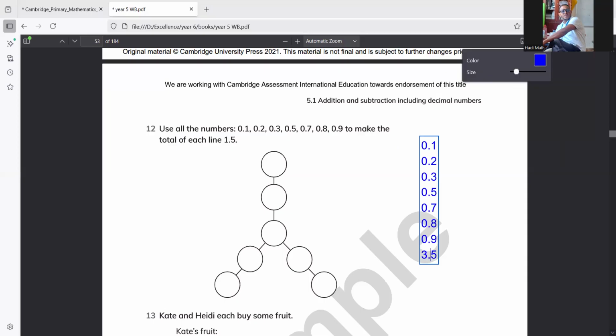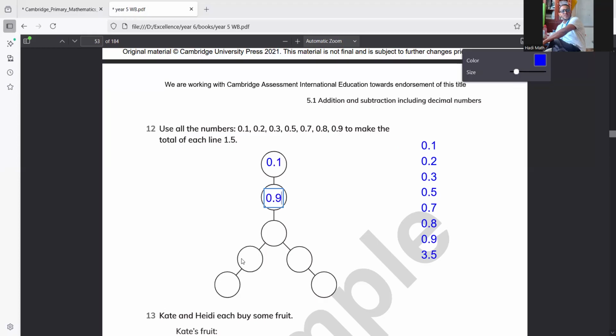Then we could just add them together. We have 1, 2, 3, 4, 5, 6, 7, those are 7 numbers. Look, 0.9 and 0.1 give you 1. Those two numbers will give you 1.